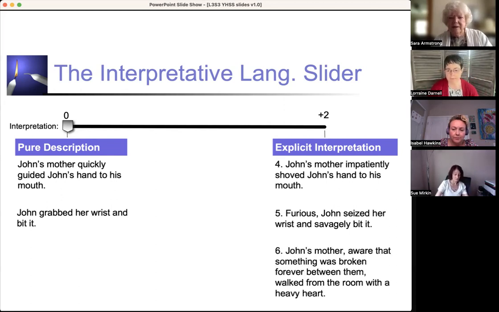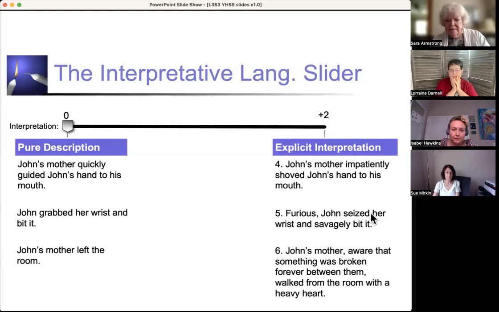Now, starting on the explicit end, John's mother, aware that something was broken forever between them, walked from the room with a heavy heart. So the action there is that John's mother walked out of the room. But aware that something was broken forever between them is telling us how to interpret what's going on. And with a heavy heart is telling us further how to interpret what's going on. So far, so good. John's mother left the room is the same action minus all the explicit interpretation.